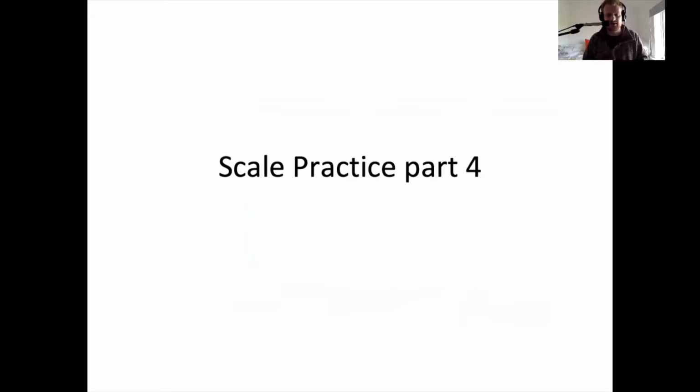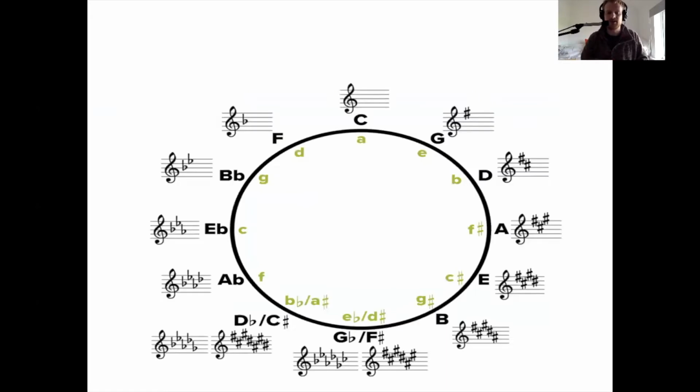This is Scale Practice Part 4. So in today's lesson, we're going to start moving anti-clockwise around this circle, learning all the major scales that contain flats within their key signatures. Because up to this point, we've learned all of these major scales that go clockwise around this circle, the major scales that contain sharps within their key signatures.